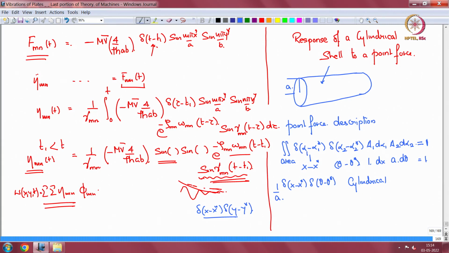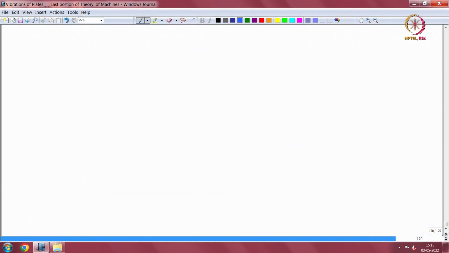Now the other point is this. Let us call it point 1. The other is this. We are going to look at a simply supported cylindrical shell. Now, we have seen this before when you have theta coordinate and closed in theta coordinate. Okay. So, this is my shell.